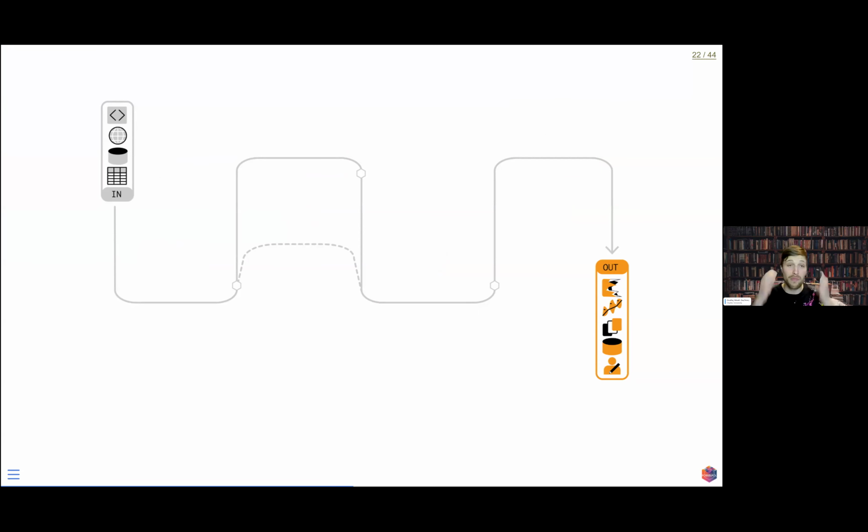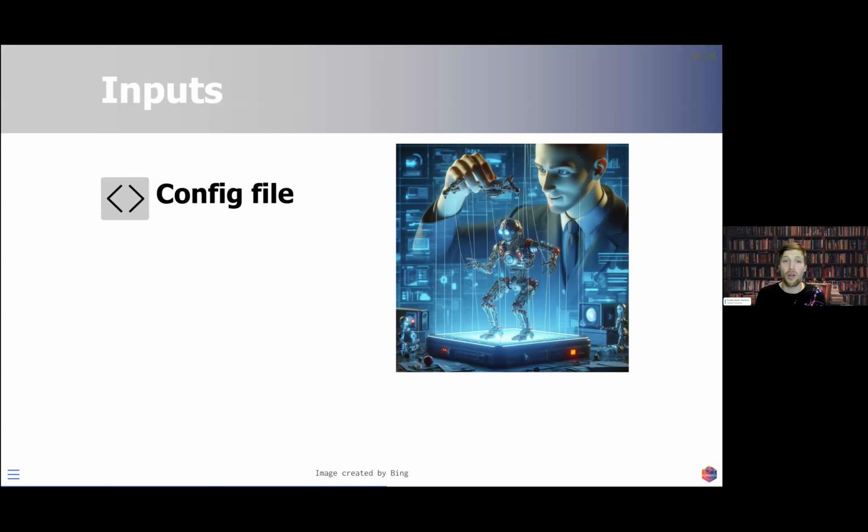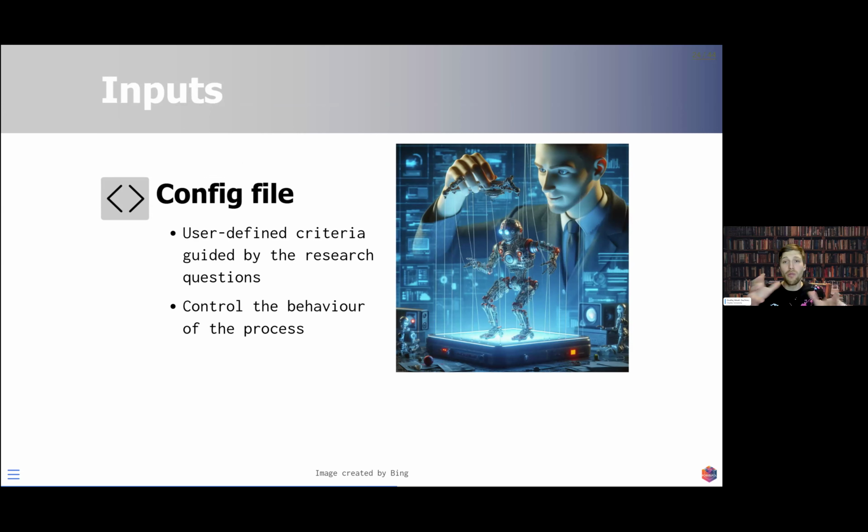Okay, we are going from the top left to the bottom right, and we start with what is actually going in. What are the inputs of the FOSSILPOL workflow? There are quite a lot of them, and we don't have time to go through each individual one, so I will highlight just the one which I think is the most important, and that's the config file, or configuration file. It's kind of user-defined criteria, guided by the research question, which will tell us how the workflow should behave. It's controlling its behavior and all the processes.